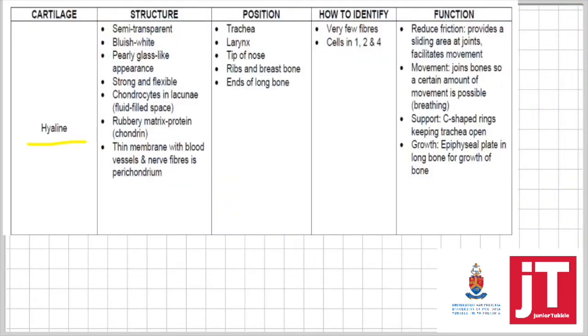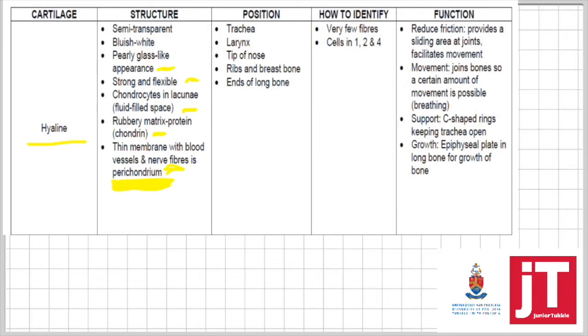If you ever see this cartilage, it has a bluish-whitish appearance, or pearly glass appearance. This cartilage is very flexible and strong. We know there are chondrocytes in the lacuna, and the matrix is made up of the protein chondrin. And there's a special membrane that surrounds the whole cartilage tissue, called the perichondrium. This perichondrium has a lot of nerve fibers and blood vessels, and it supplies the cartilage with nutrients and oxygen and removes waste, and the nerve fibers are able to pick up stimuli from the cartilage. That is the structure of the hyaline cartilage.